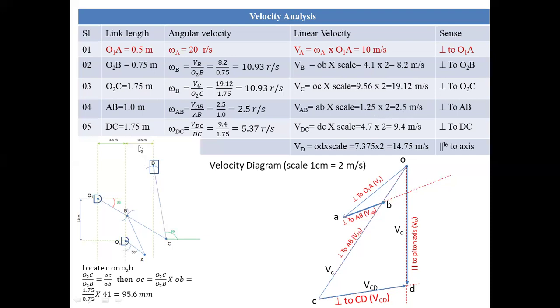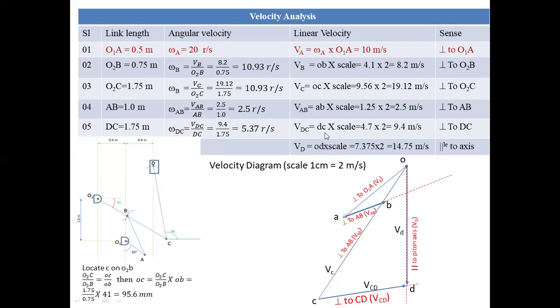And then the velocity of CD will be the DC distance into scale. So what is the DC distance? This is the DC distance. This is around 7.3 centimeters, 7.3 into 2, that will be 14.75 meter per second. So you can calculate UDC is 4.7 into 9.4 meter per second. And this is the velocity of slider D with respect to O, 7.35 into 2, 14.75 meter per second. So this is the velocity of slider D, and this will be the velocity of CD, that will be 4.7 into 2, 9.4 meter per second.